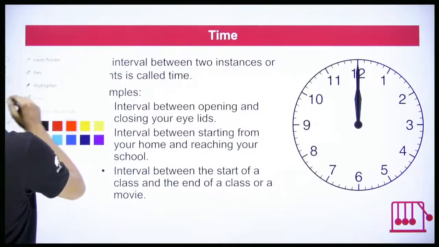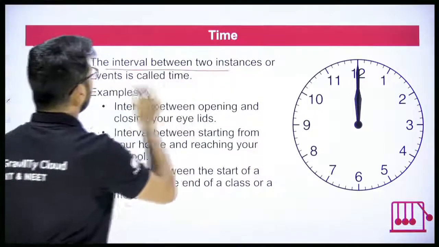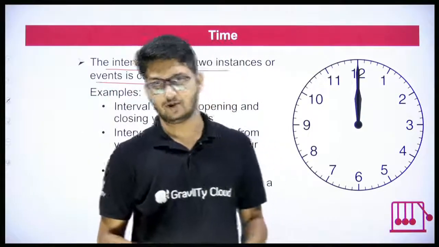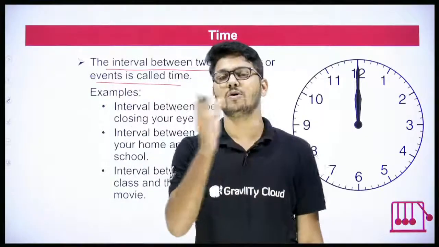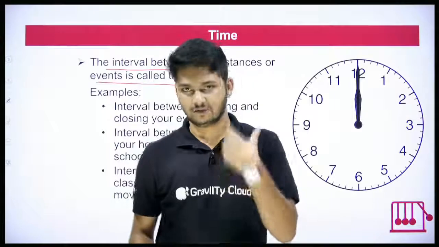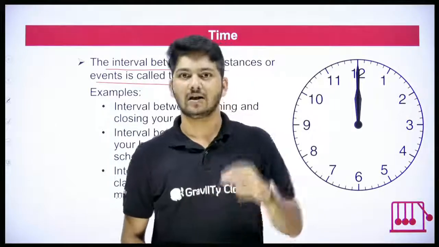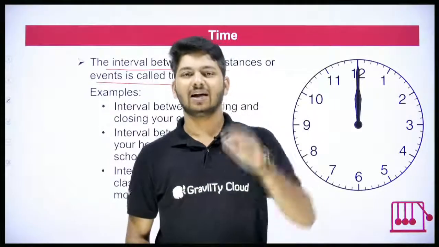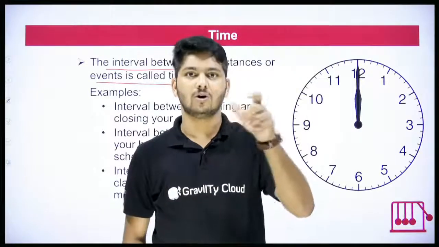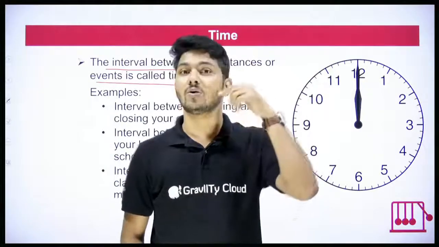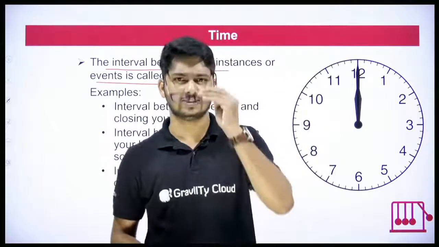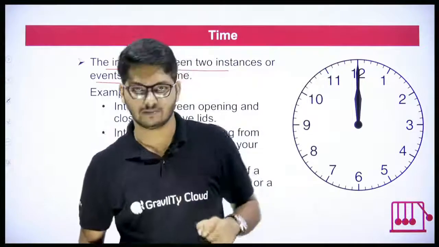The interval between two instances or events is called time. Yes or no? Time taken will be between two events. For example, if you keep looking at my eyes, I might be blinking. Right? So how long does it take between two consecutive blinks? That is a time interval. That is time.